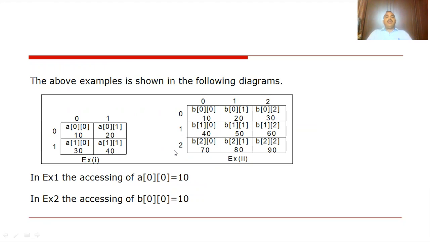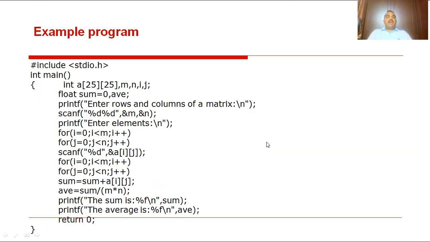For example, I want to retrieve a value: the first row, second column element. Which is the first row, second column element? So this is the first row and this is the second column element, 60. Clear? In the example, accessing a of 0, 0 equals 10. Here the 0 row, 0 column element equals 10. In example 2, accessing b of 0, 0 equals 10. Clear? This is a two-dimensional array.